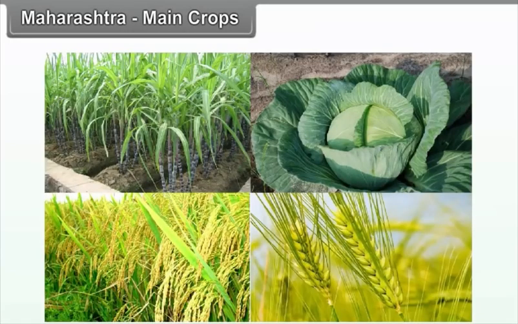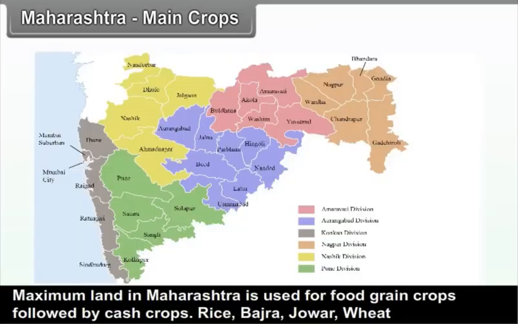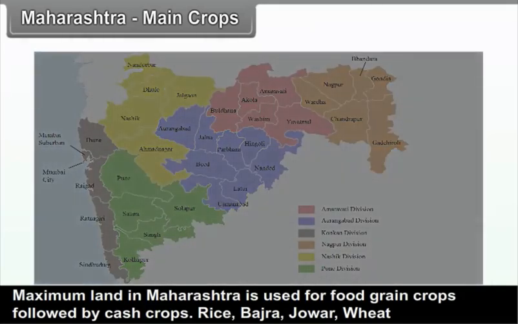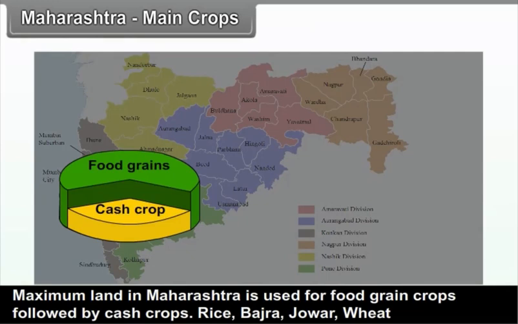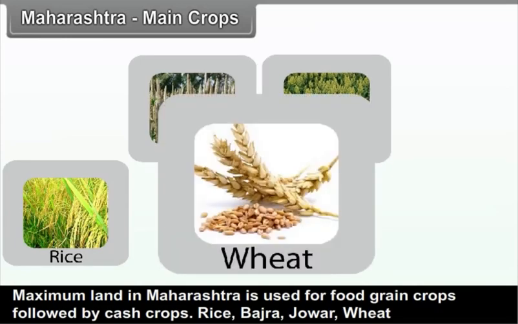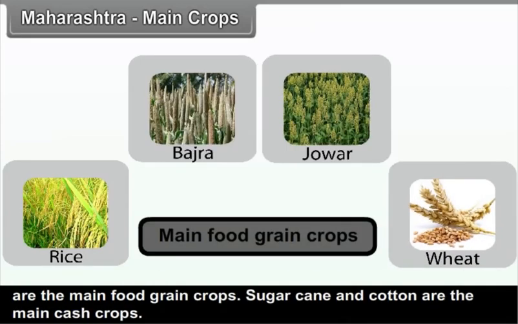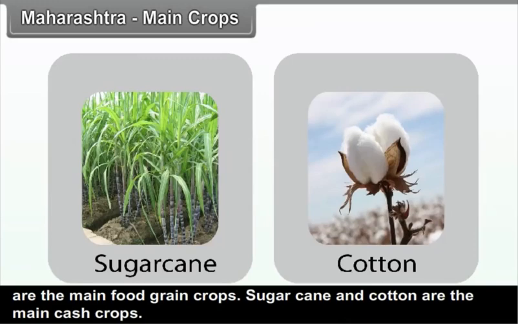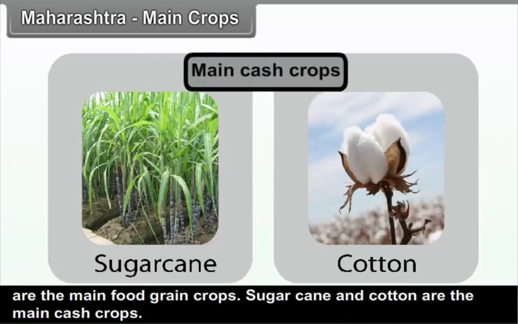Maharashtra. Main crops. Maximum land in Maharashtra is used for food grain crops, followed by cash crops. Rice, bajra, jowar, wheat are the main food grain crops. Sugarcane and cotton are the main cash crops.